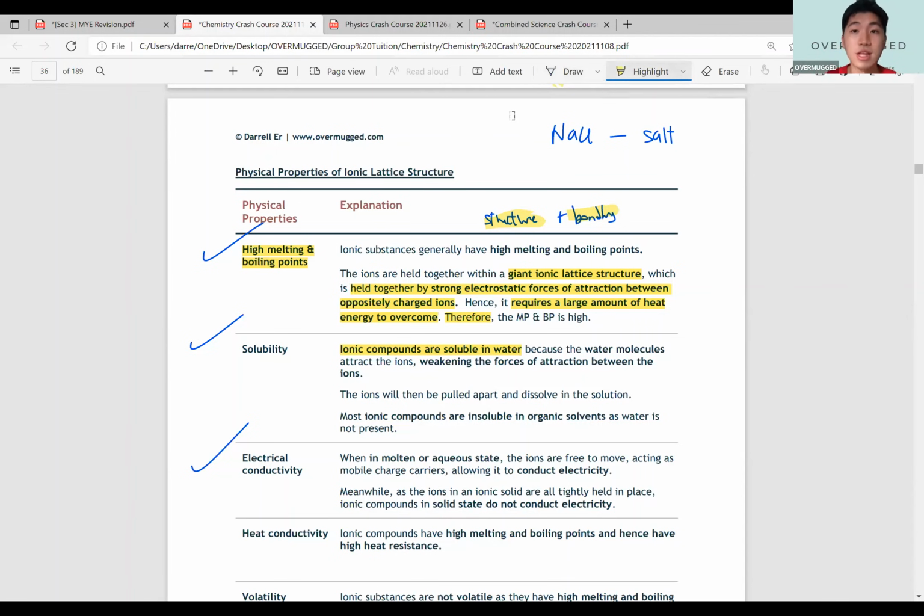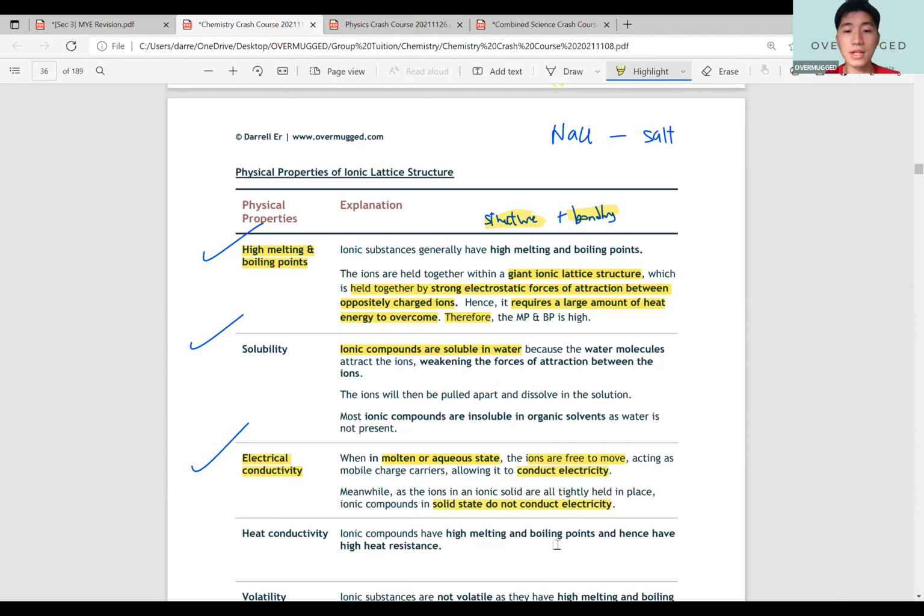Now, what else would they test you on? One very important part is the electrical conductivity. Melting boiling point and electrical conductivity are the 2 most commonly tested ones. Now, what about electrical conductivity that you need to know? When in molten and aqueous state, take note, ions are free to move. Therefore, ionic compounds can conduct electricity. But ionic compounds do not conduct electricity in solid state.